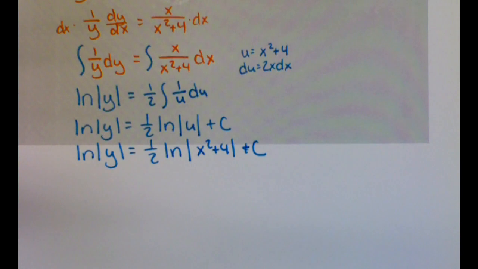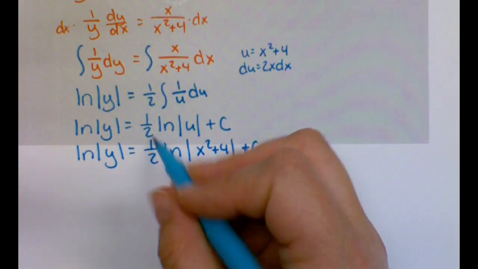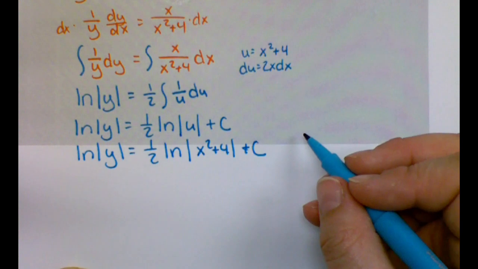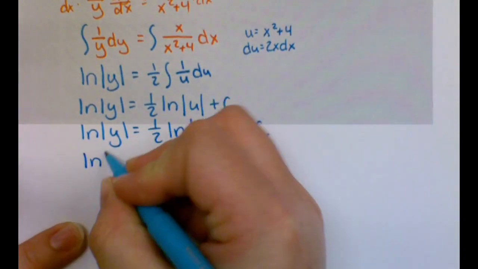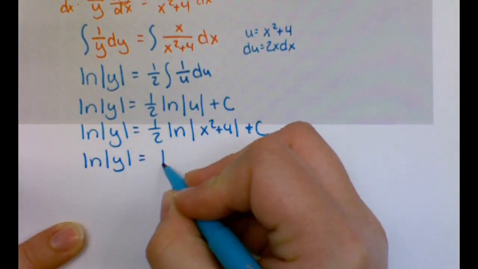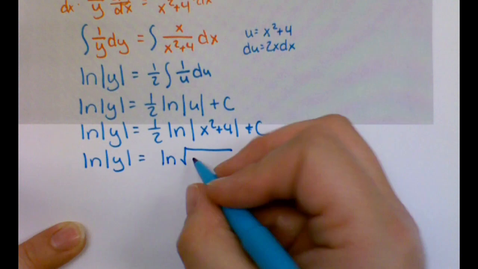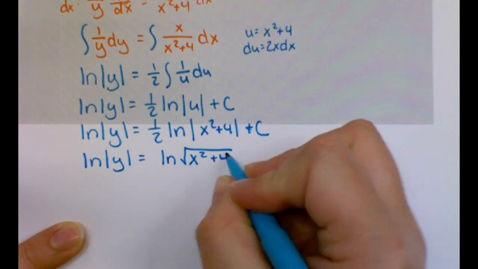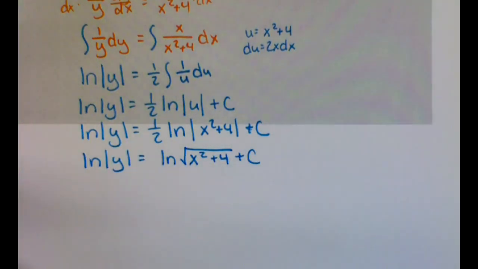Now, we would not generally leave this like that. Remember that a 1/2 out front can become a power inside a logarithm. So we have natural log of the absolute value of y equals natural log of the square root of x squared plus 4, plus c. A square root's always positive, so we don't have to worry about the absolute values anymore. Also, x squared plus 4 for any real number is positive also.